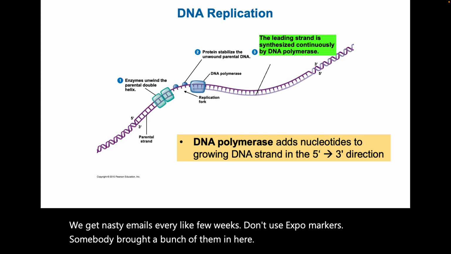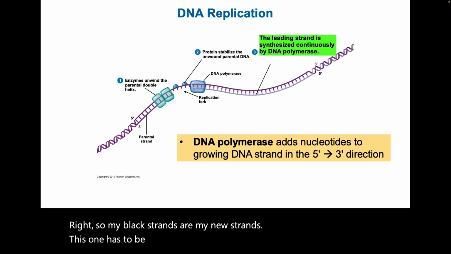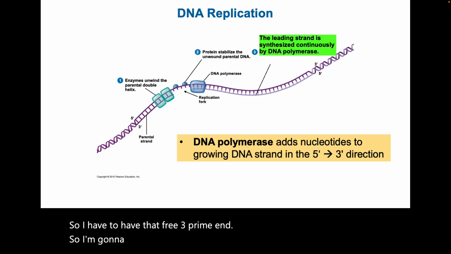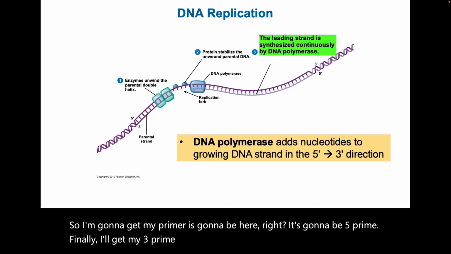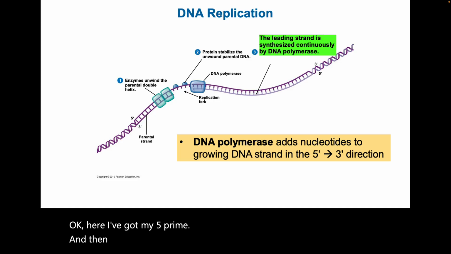Right, so my black strands are my new strands. This one has to be 3' to 5'. This one has to be 3', 5'. Okay. So I have to have that free 3' end. So my primer is going to be here, right? It's going to be 5'. Finally, I'll get my 3' in, and I synthesize this strand in this direction. Here I've got my 5', and then this is my little primer. Here's my 3' into my primer, and then I synthesize in this direction.